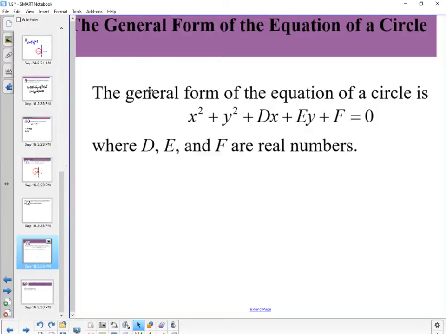Do you guys remember this process from last year called completing the square? I don't remember. You are going to do it twice. Once for x and once for y. Now, please watch me do it. If there are questions, you can ask them.